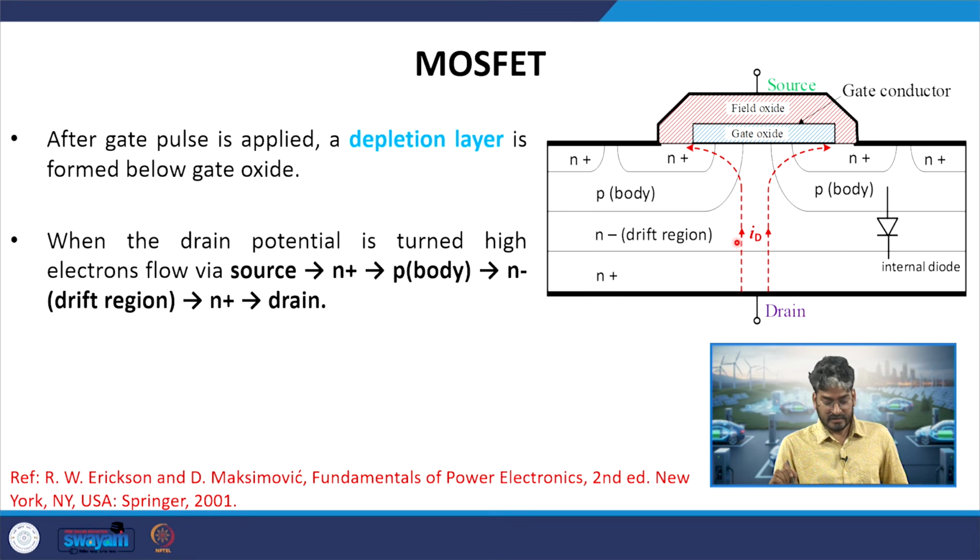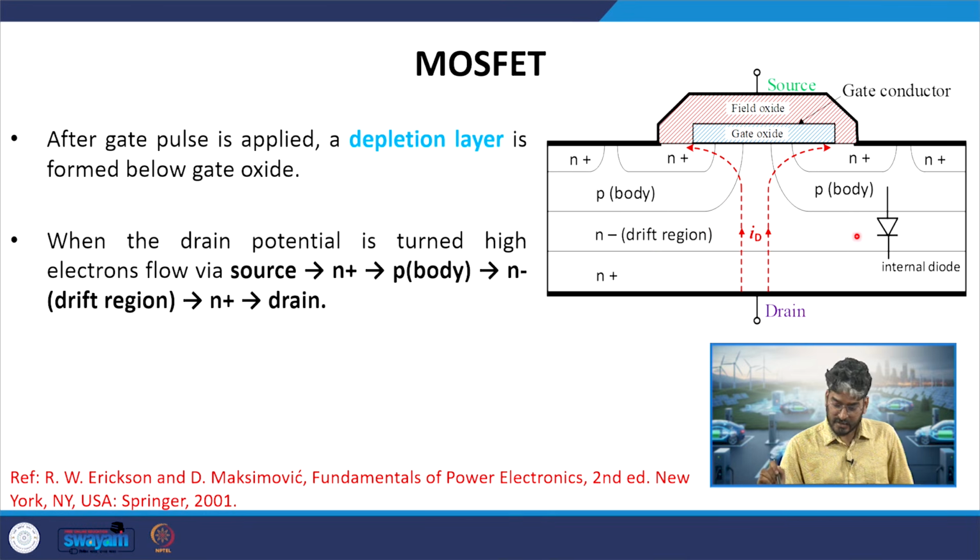How to construct a P channel MOSFET? Just by changing the dopings. Wherever it is N plus, I will replace that with P plus, N minus will be replaced by P minus, P will be replaced by N, and vice versa. So by replacing all the layers, we will be able to construct a P channel MOSFET.